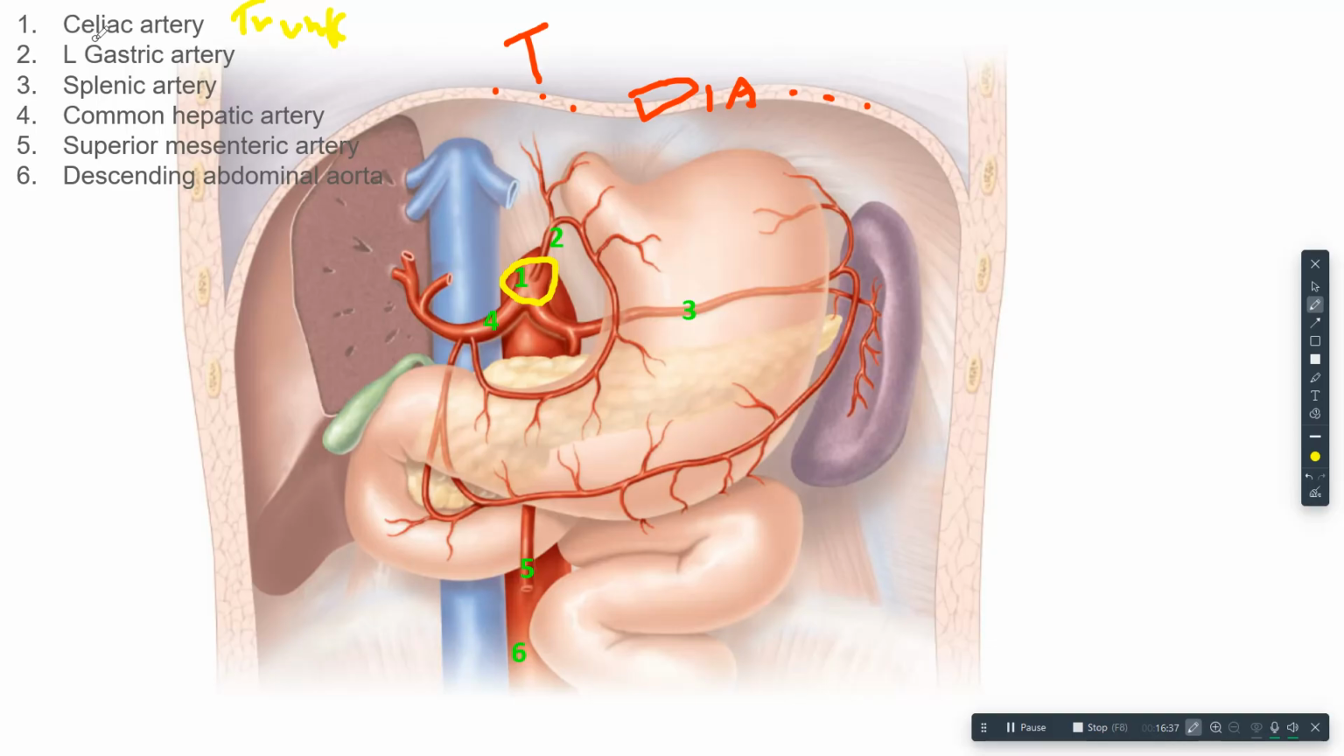And the word celiac has 3 syllables. It gives off 3 branches itself, including the left gastric artery, which I see right here going up to feed the stomach, the pancreas, and some other organs. I also see the splenic artery going across here, of course, going to the spleen, primarily, as well as some other stuff.